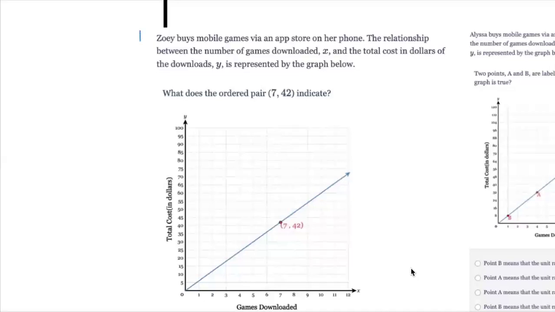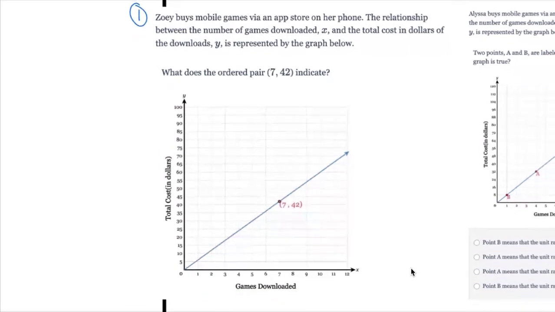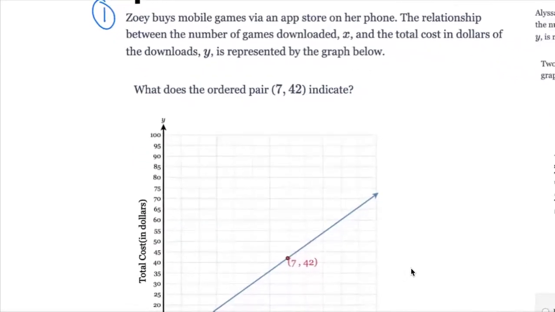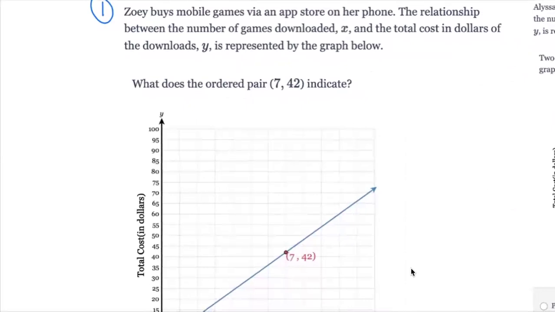All right, so here we go. Number 1, the one with Zoe. So it says here, Zoe buys mobile games via an app store on her phone. The relationship between the number of games downloaded, X, and the total cost in dollars of the downloads, Y, is represented by the graph below. What does the ordered pair (7, 42) indicate?